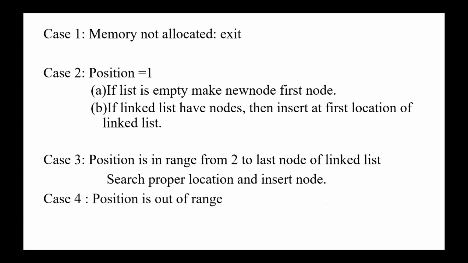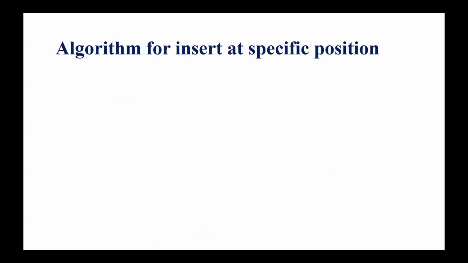Last case: position is out of range. For example, in our linked list there are 10 elements present. Whenever we want to insert a value, for example 50, and I make the location 50, how can it be possible? It cannot be possible because our linked list consists of 10 elements. If we want to insert the value at the 15th position, it is also not possible. So it will be position out of range, and it will print an invalid option. Whatever option we enter, it is invalid. It is not possible to perform the operation.